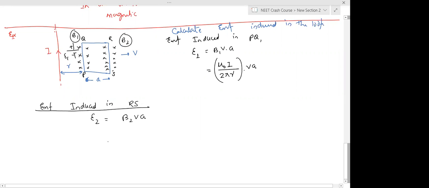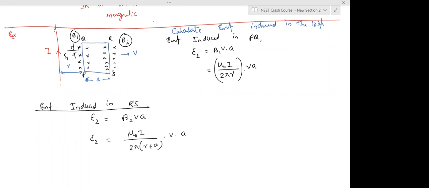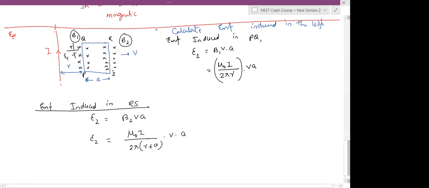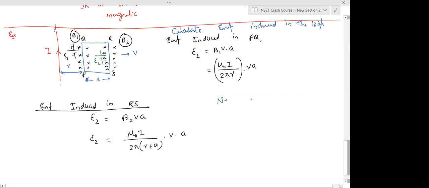B2 is the magnetic field because of the infinitely long wire at a distance R plus A. So it is mu naught I divided by 2 pi times R plus A, into velocity V, into A. E1 and E2 are the two EMFs induced. In the loop, these two EMFs will be opposite to each other, and E1 is greater than E2. The second wire's EMF is E2, so this is the net EMF induced in this loop.